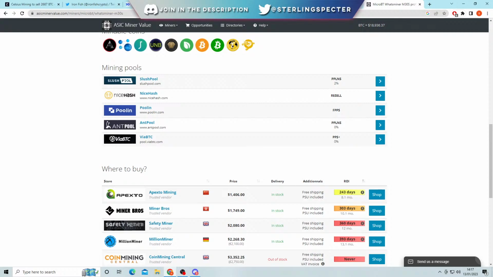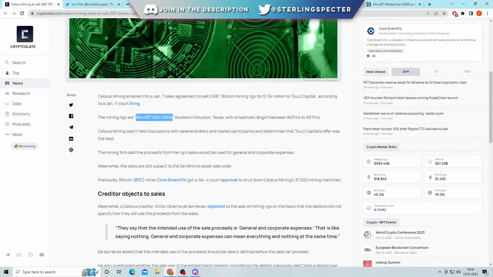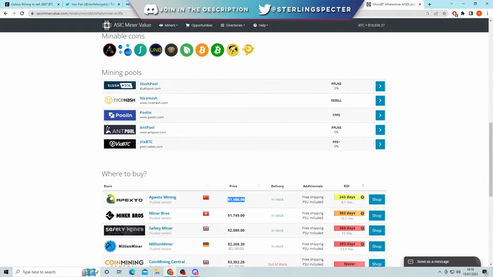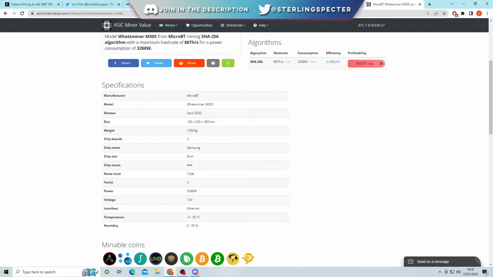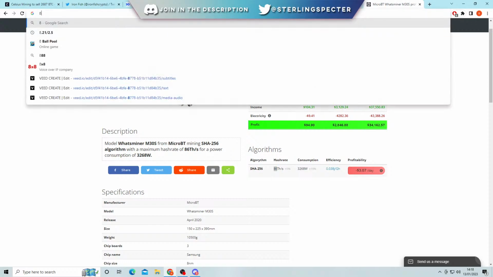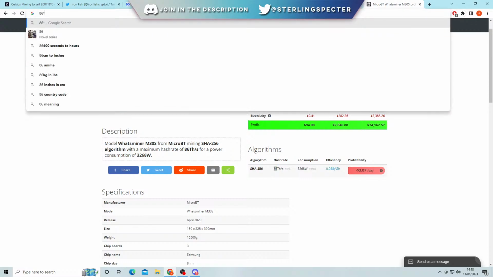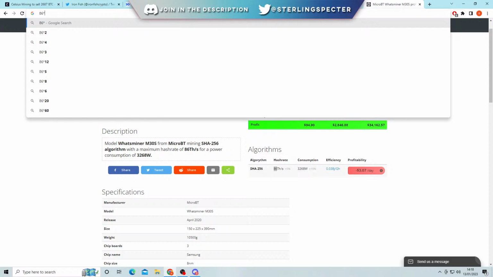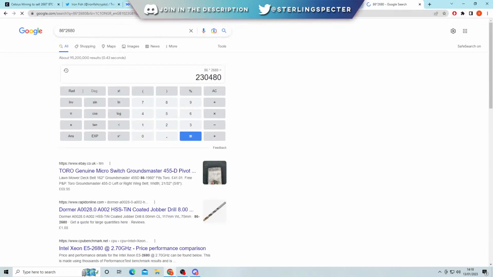ASIC miner value, how much are these going for? Okay, so they did get a good deal on it. Because if they're selling them at around 1/3 of the price that you'd normally pay for one, even when they're in stock, I guess they got a great deal on that. But that's a ton of hash rate as well to hit the network. Let's have a look how much that is in terahash. So 86 terahash times 2,680. Let's have a look.